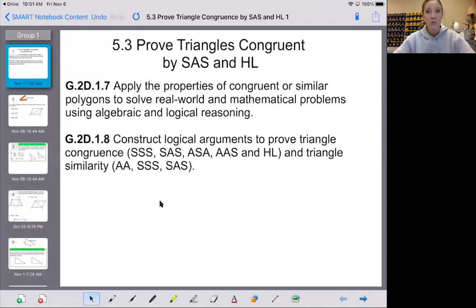And so the first one we talked about was side, side, side. So side, side, side was the one where all three sides had to be congruent to all three sides of the second triangle. Today, we're going to focus in on two new shortcuts, the first being side angle side. It's exactly what it sounds like. You have a side congruent and then an angle right after, and then the next side also congruent. And then HL is going to be hypotenuse leg. And so hypotenuse leg is only going to work specifically with right triangles because those are the only triangles that have a hypotenuse. So let's get started.